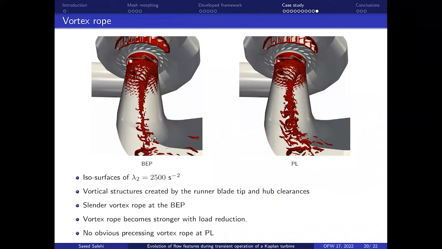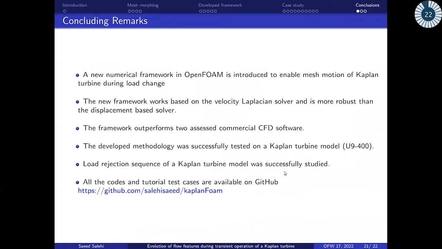So if we compare the best efficiency point and the part load of this particular Kaplan turbine, you will see that the vortex stroke is swelling and getting stronger with load rejection. So we further developed our previous framework, and now the framework has both options, displacement Laplacian or velocity Laplacian, which based on the description and also the experience that we have, the velocity Laplacian is more preferable for Kaplan turbine.